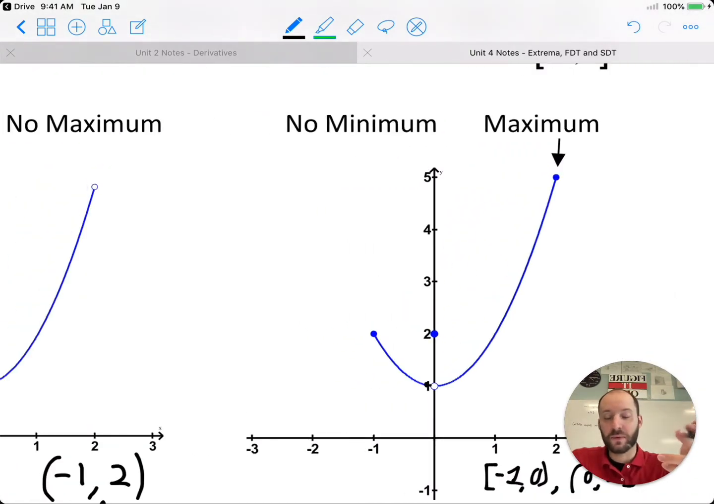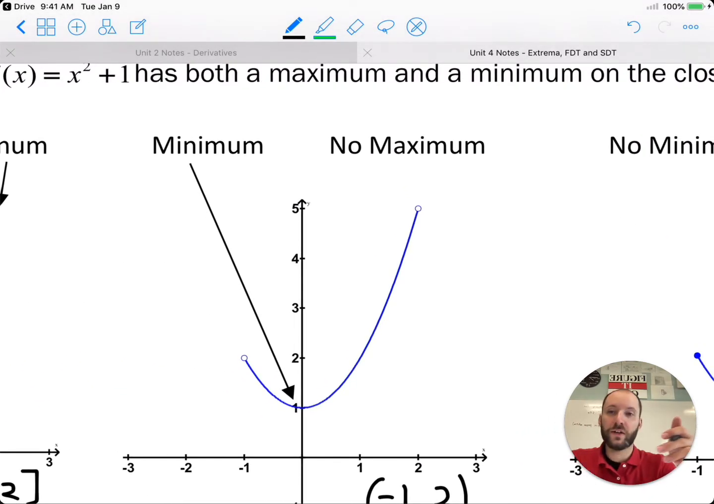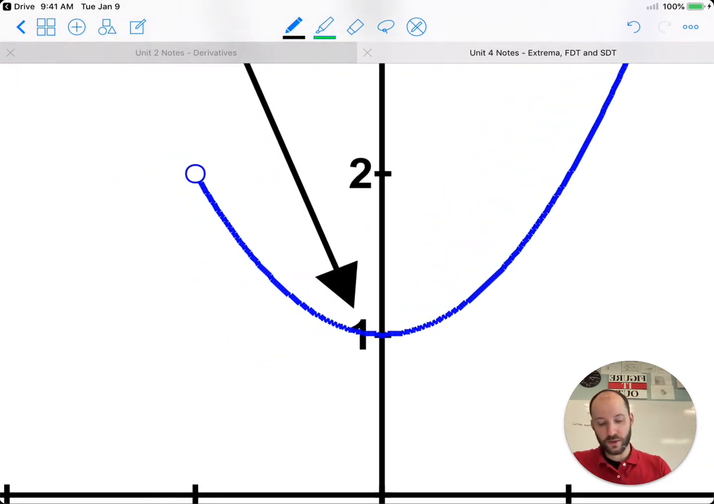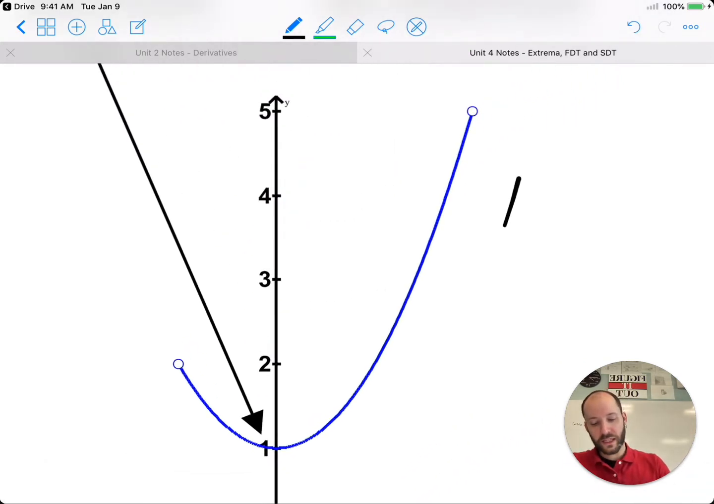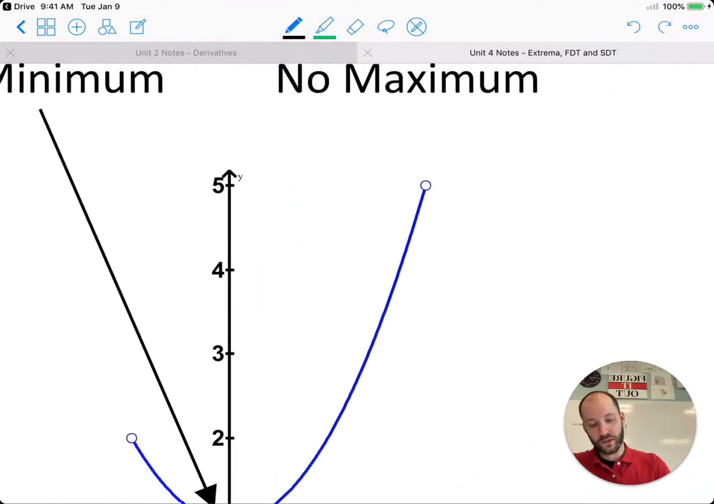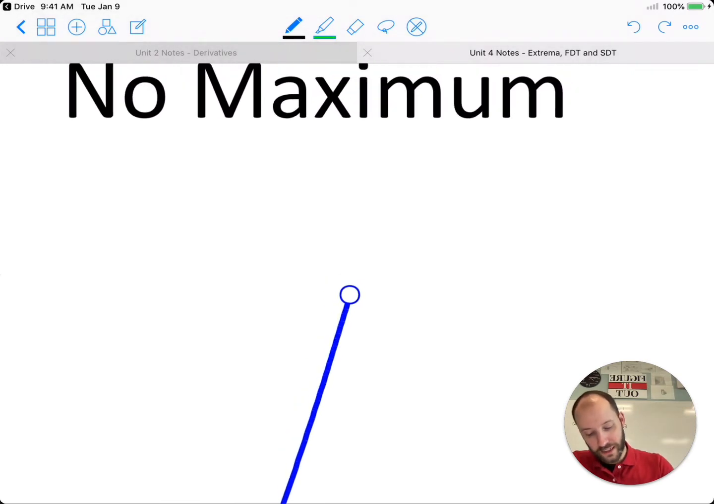There's a maximum because there's a highest point. Here, there's a minimum because the bottom of the curve is continuous. It goes all the way through smoothly. But then up here, of course, no maximum because you can always get closer and closer and closer to the point, to the open circle.